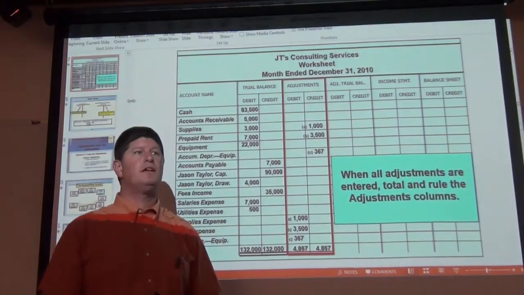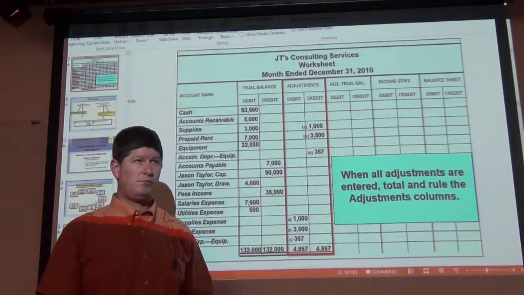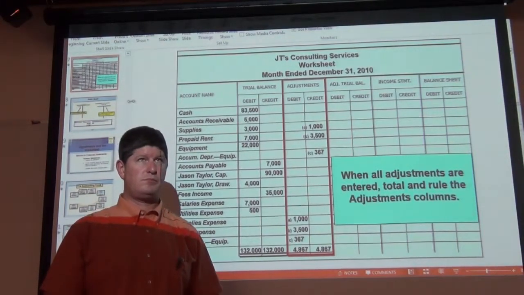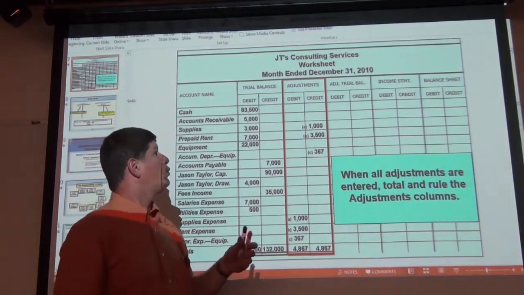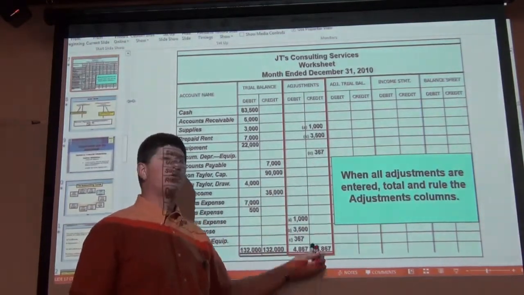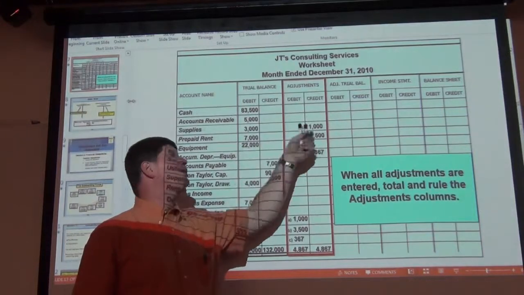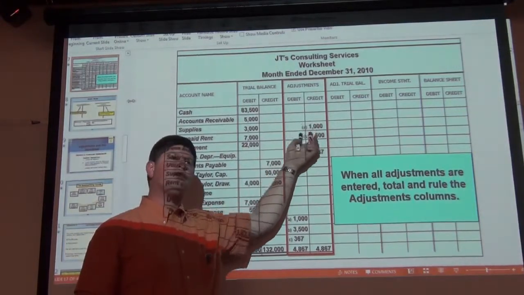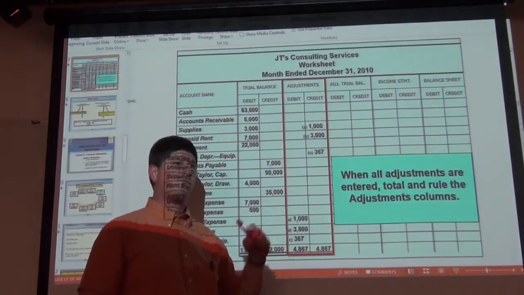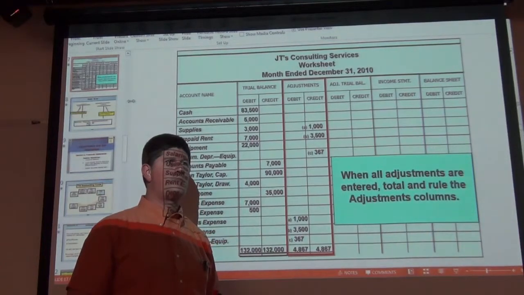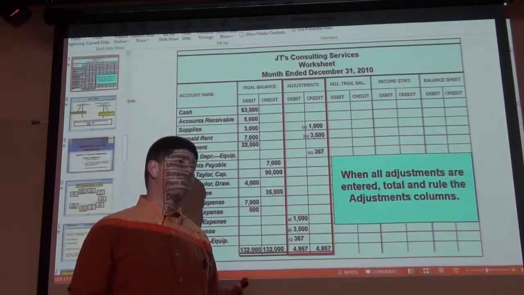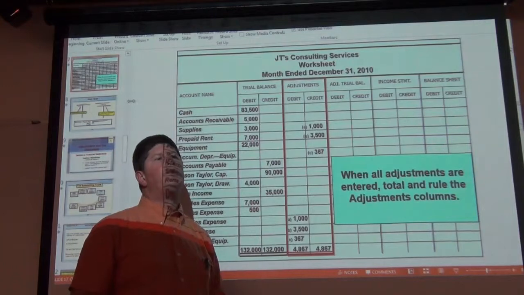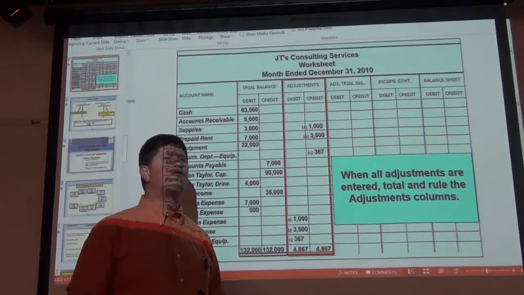Okay? Yes, ma'am. So are you saying that you don't journalize those? We are going to post these to the general ledger. But we're going to skip the general journal with these. But in the book it says to journalize and then post the adjusting entries. Oh, yeah. So we're going to write up some adjusting entries in the general journal.